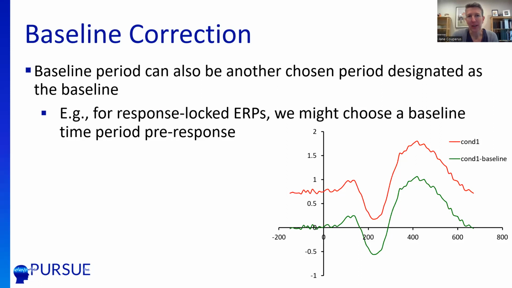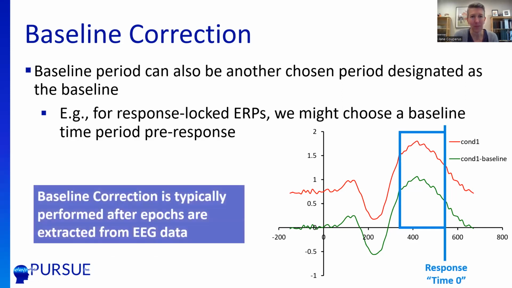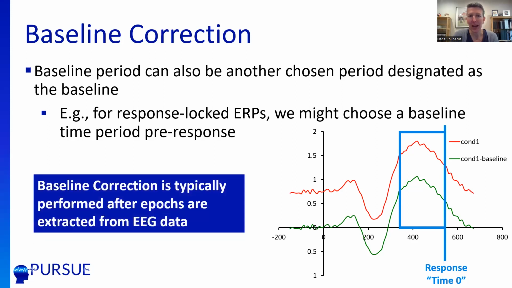The baseline period can also be chosen, it doesn't have to be in relation to the stimulus. It could be in relation to something else like the response. And so you might need to choose a baseline period that makes sense given whatever it is you're looking at. It's typically performed after the epochs are extracted from the EEG data rather than beforehand.